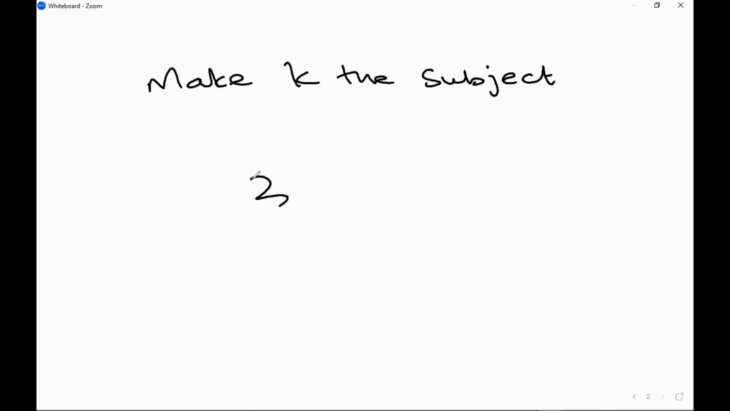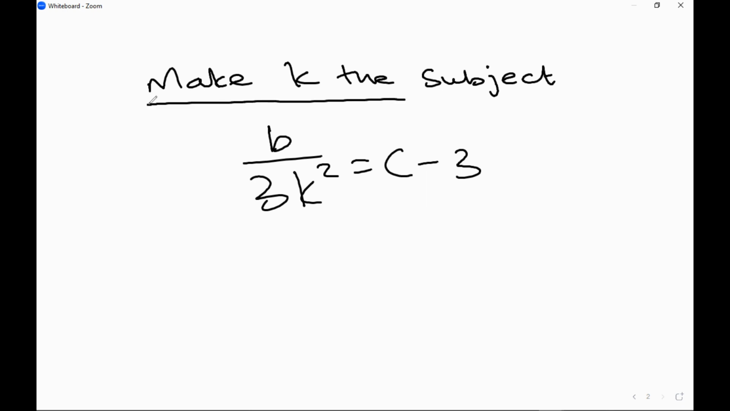All right, let's move on to the next one. If I want to make k the subject of the formula, and I've got 3k squared over b is equal to c minus 3, how do I make k the subject of the formula? In other words, make k equal to all else. Keep k on one side and make it equal to everything else on the right hand side. Try it.